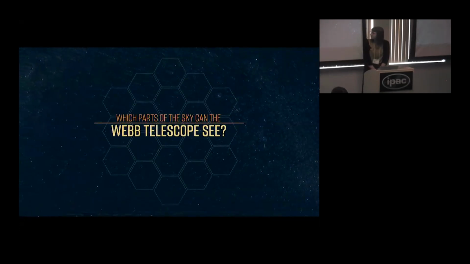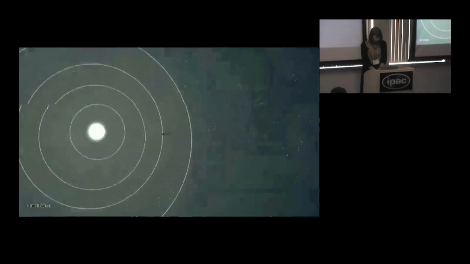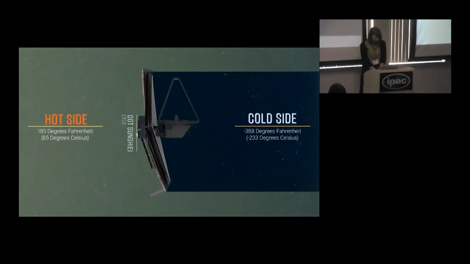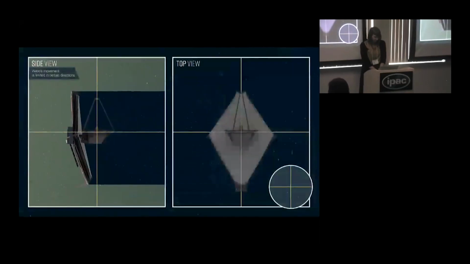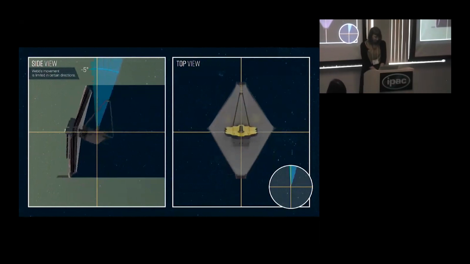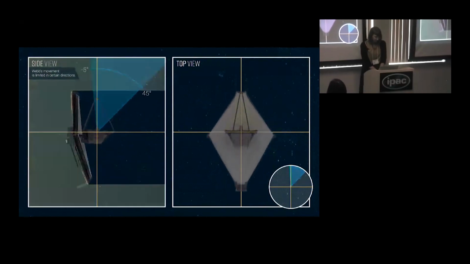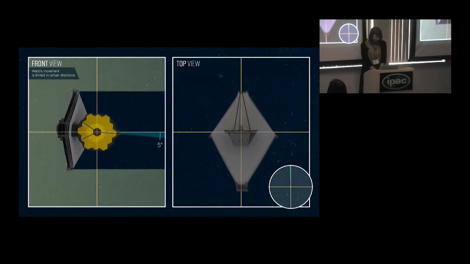Which parts of the sky can the Webb telescope see? The James Webb Space Telescope orbits the Sun in sync with Earth, but 1 million miles further out, beyond the Moon. The telescope's mirror is perpendicular to the 70-foot sun shield, which keeps it cool. The telescope's movement is limited in certain directions to keep the mirror and scientific instruments in the shade of the sun shield, blocked from the heat of the sun.